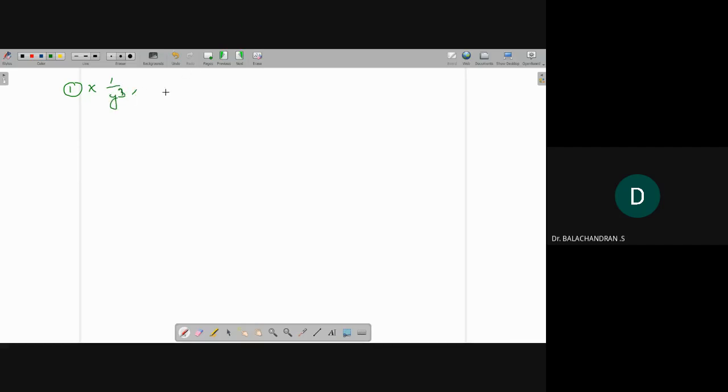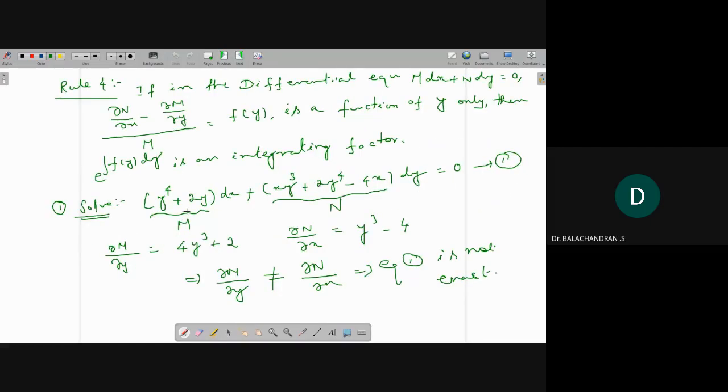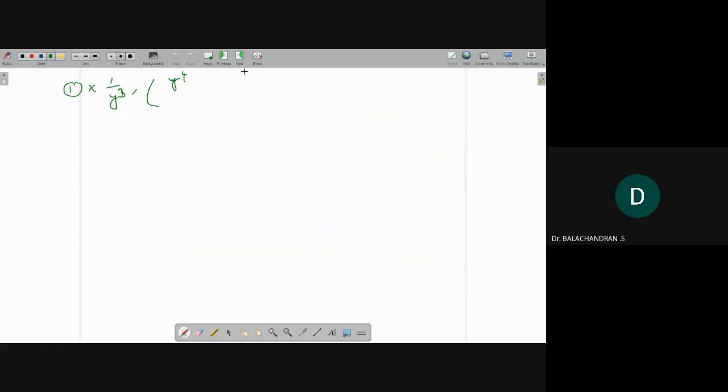So now please check it. So I'm going to multiply this equation by 1 by y cube. y power 4 divided by y cube plus 2y divided by y cube into dx plus xy cube divided by y cube plus 2y power 4 by y cube minus 4x divided by y cube into dy equal to 0.